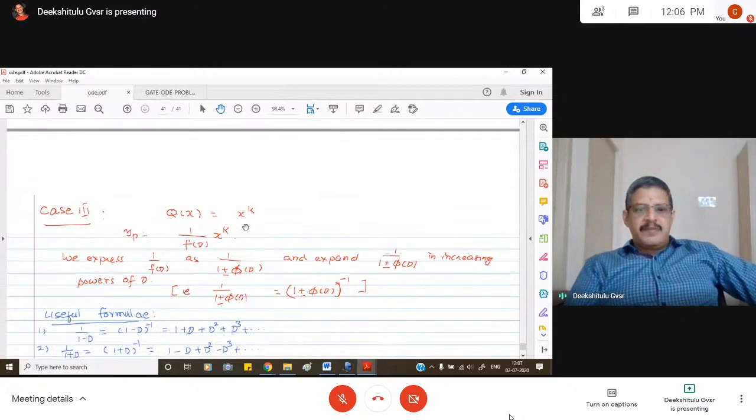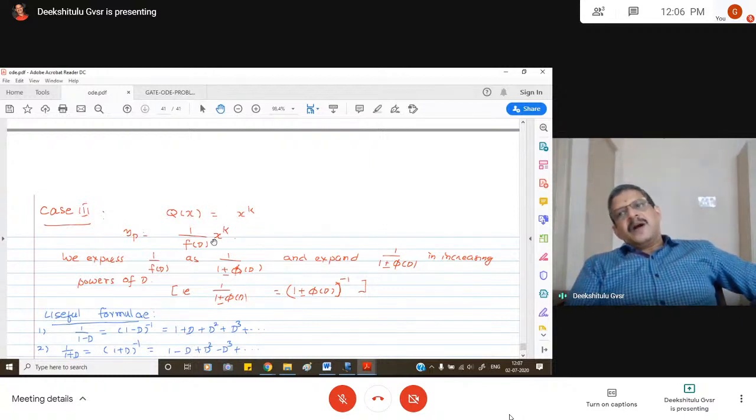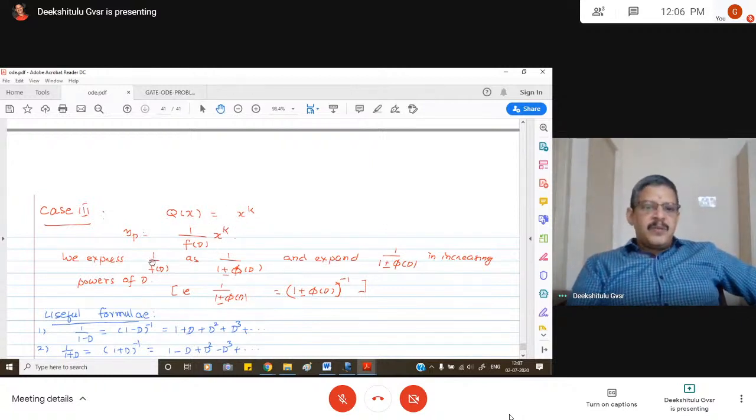So the particular integral is again 1 by f of D operated on x power k. Here, how we proceed for this problem is, we try to express f of D in the denominator as 1 plus or minus phi of D. Once we express it this way, then expand 1 by 1 plus or minus phi of D in increasing powers of D.